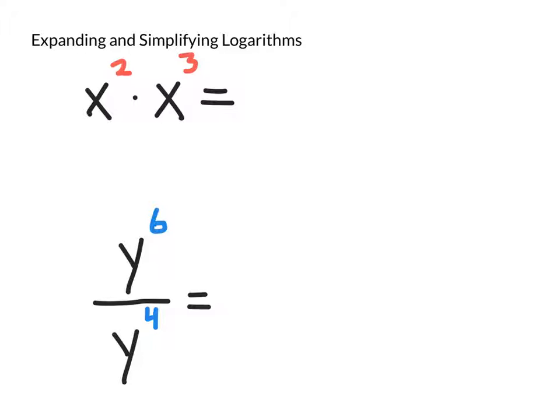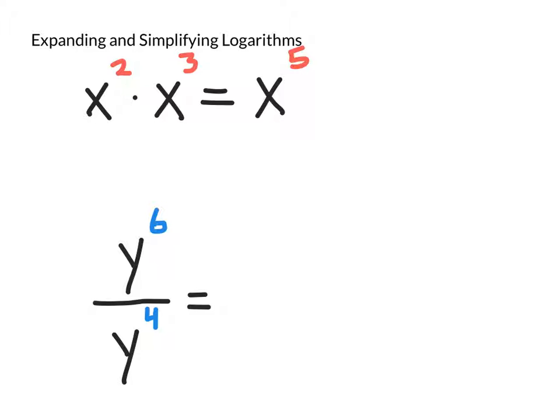We want to start off with the two basic rules that we have, both the product rule and the quotient rule, defining what happens when we multiply two values that have the same base, and what happens when we divide two things with the same base. So I start off with two examples here. My first example is x squared times x to the third, and you need to remember that this is going to end up giving me x to the fifth power. I'm going to go ahead and add those.